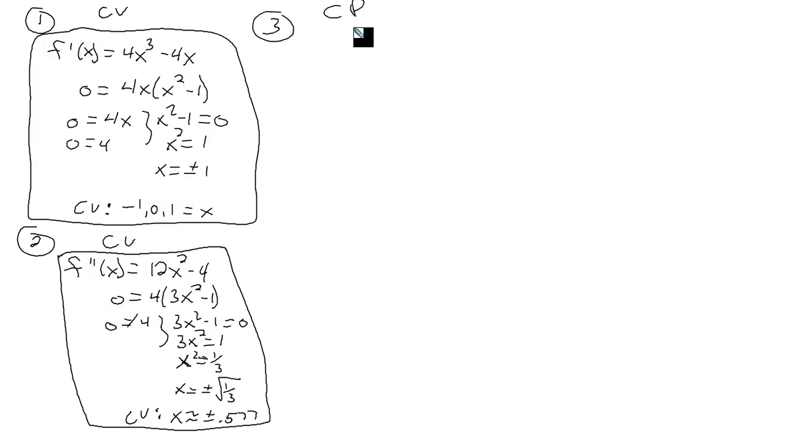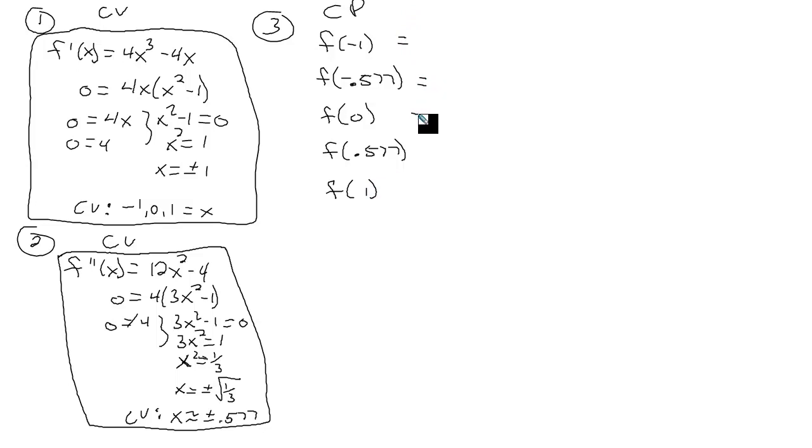Third step, find critical points. So we take these 5 critical values and figure out what the y values are to make critical points. Put these in from lowest to highest, from smallest to greatest. So we got f of -1, followed by f of -0.577, followed by f of 0, followed by f of 0.577, followed by f of 1, from smallest to greatest.